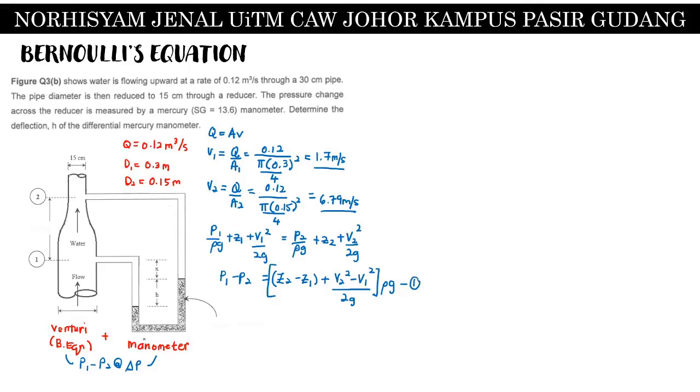Now we will do a calculation for manometer. So for manometer, we take point 2 as the endpoint. So we do P2 equals to P1 here. And then since this is water and the level here is below, we add rho water g, and the distance is x plus h.